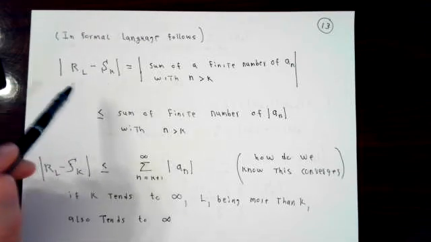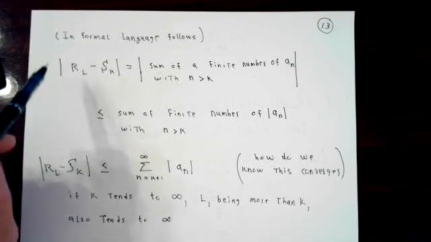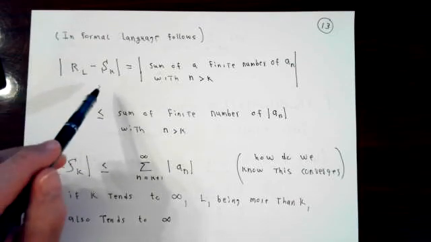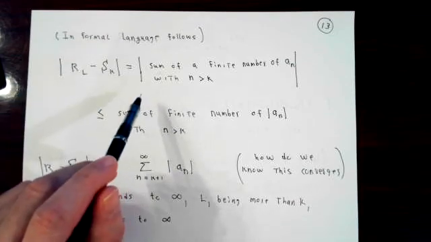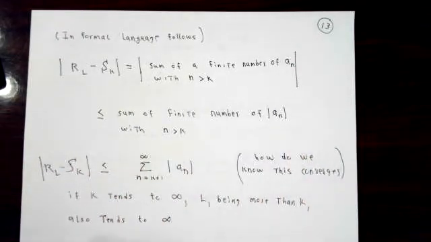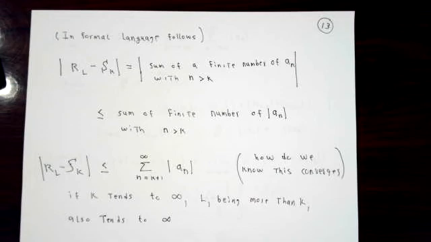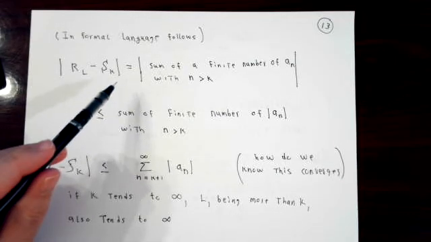Even so, K and L are both finite numbers, so if you take what's in common between them out, the absolute value of RL minus SK is equal to the absolute value of the sum of a finite number of these A sub n terms, with n being bigger than k. Why do I say n bigger than k? Because n equal 1, n equal 2, out to n equal k canceled out when I did this subtraction.